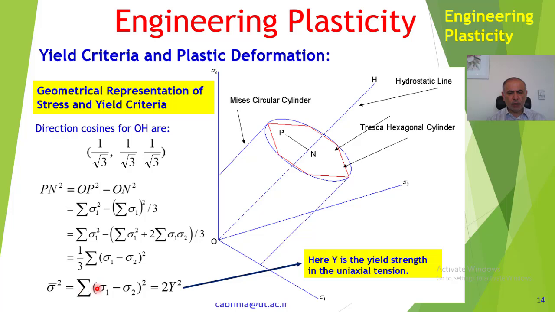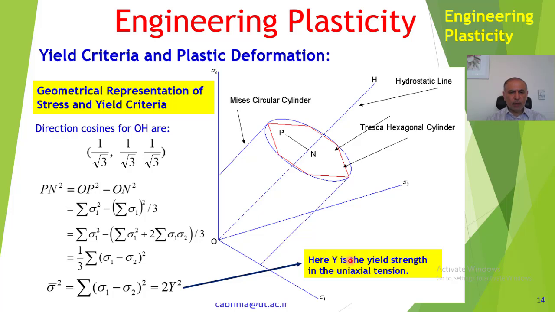Sigma bar squared equal to sigma 1 minus sigma 2 to the power of 2 plus sigma 2 minus sigma 3 to the power of 2 plus sigma 3 minus sigma 1 to the power of 2, that is the summation, and is equal to 2Y squared because Y is the yield strength in the uniaxial tension. Because this is the yield criteria for all kinds of loadings, it should be true for uniaxial loading as well. For uniaxial loading, sigma 2 and sigma 3 are 0. Sigma 1 here is equal to Y, and that's why we get this 2Y squared here.